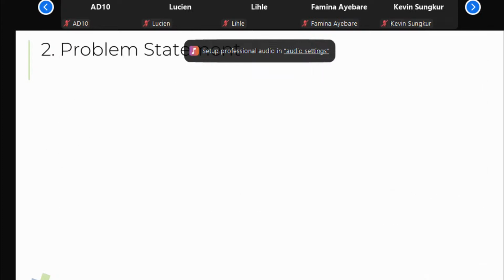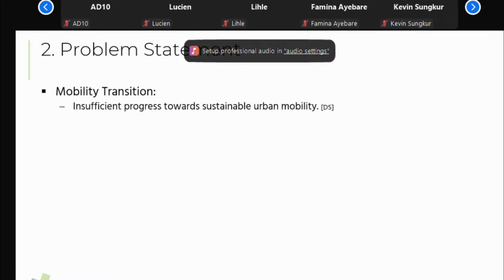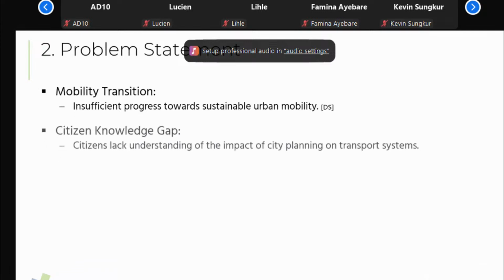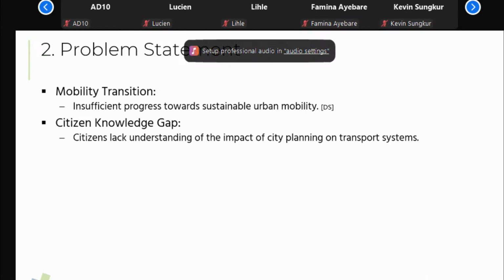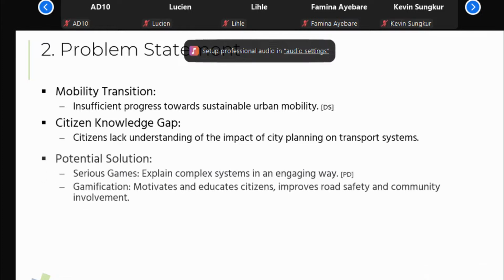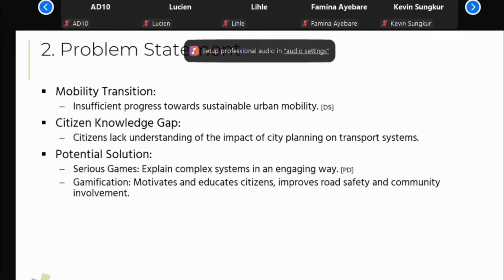Coming to the problem statement, why do we need this? Basically, we have insufficient progress in sustainable urban development, and citizens lack understanding of city planning and transport systems. This leads to gamification approaches.